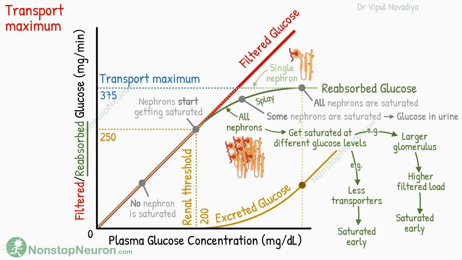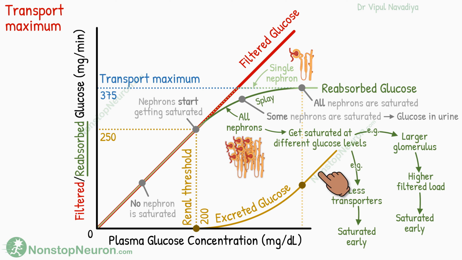If you are still confused, the graph for excreted glucose might help you. Up to 200 milligrams per deciliter plasma glucose level, no glucose is excreted. Then some nephrons are saturated, so they start excreting glucose. With the saturation of more and more nephrons, the excretion increases.